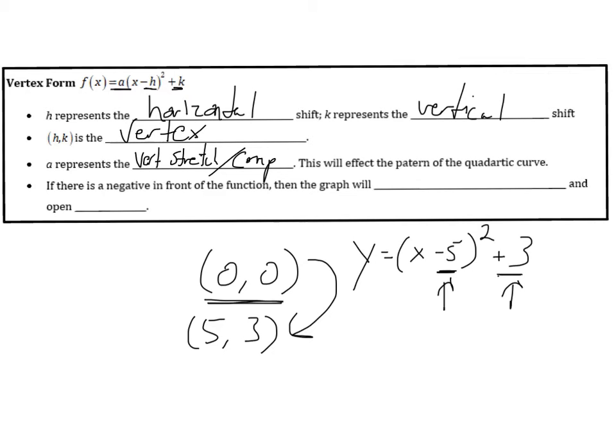Also, as you saw in the last slide, if there was a negative in the front, then the graph will reflect over the x-axis and open downward.